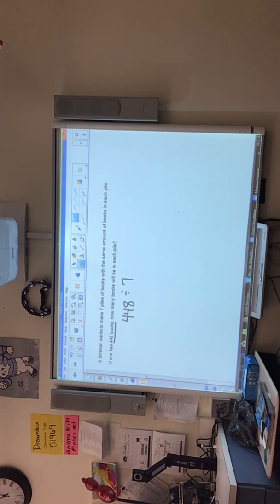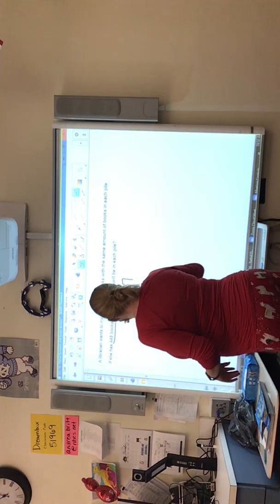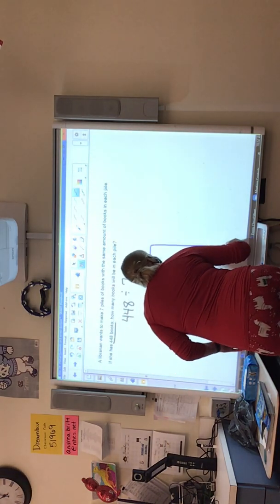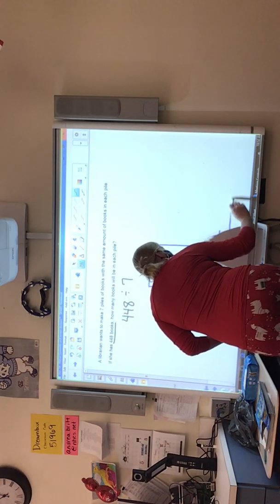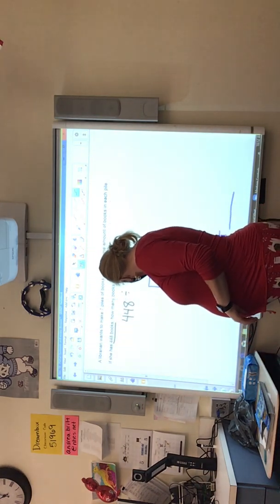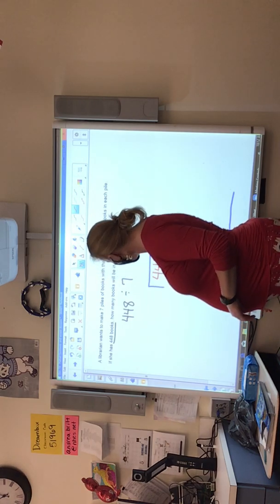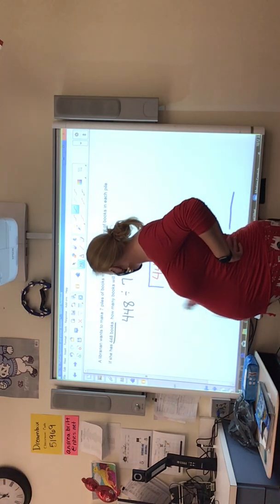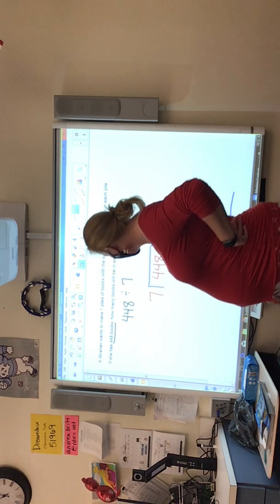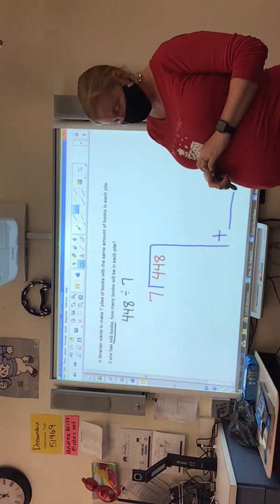What strategy would you like to use, Caden? Partial quotients. Partial quotients, also known as hangman division. All right, Caden, tell me what to do. What number goes where? Put 448 in the hangman box. Then put 7 beside it. Perfect. What's the first number we should test?